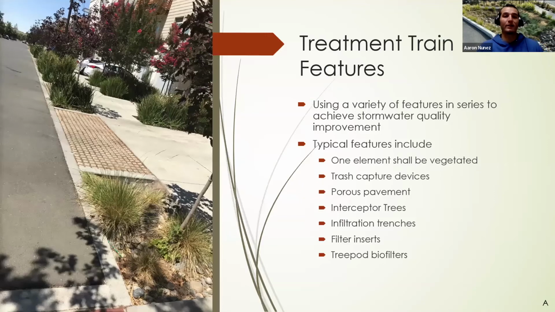And treatment trains use a variety of features, just as Yoash was saying, to achieve stormwater quality. And typically, as we drop down into the lower priority features, that's when we're going to be seeing treatment trains installed to achieve volume capture and treat runoff. Things that we'll see are trash capture devices, porous pavement, interceptor trees, infiltration trenches, filter inserts, and biofilters on tree pods. In this picture here, we have porous pavement as well as vegetated bioretention and interceptor trees that are all being used together as a treatment train.